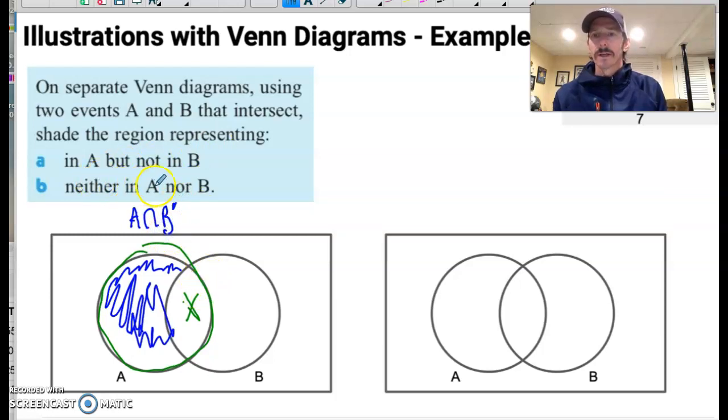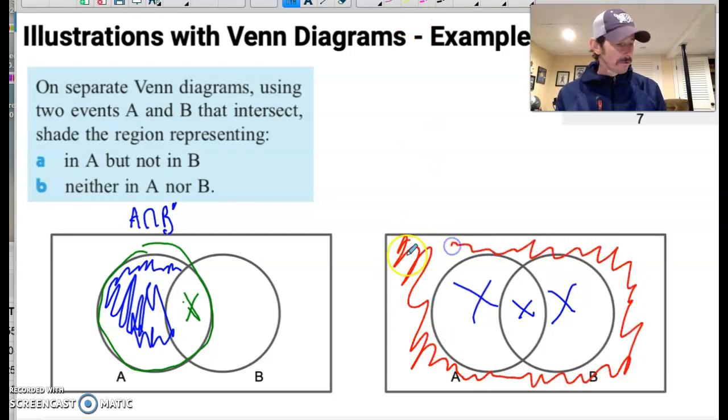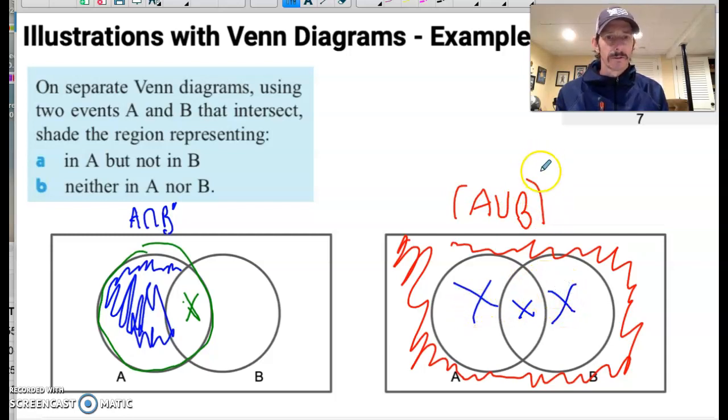All right, so neither in A nor B. So I don't want to be in A, and I don't want to be in B, which means this can't be it because that's both A and B. So this one I would be shading everything out here. It's basically all the stuff outside of A and B. There it is, all shaded up. And that would be that if I looked at the union of A and B, that would be everything I have an X in. But I want everything that isn't included in that, so it would be the complement of everything that would be in A and B. So this is everything that's not in A nor in B.